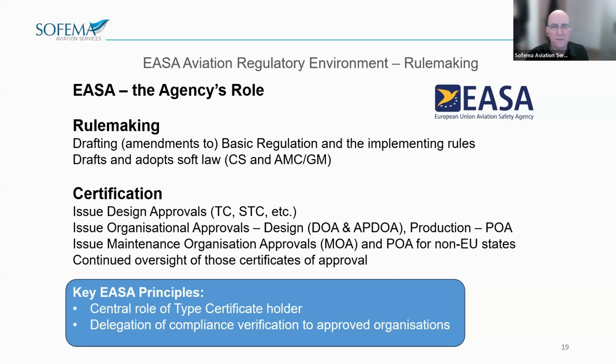The second most important function of EASA is certification management or oversight. The issue of design approvals for modifications under type certificate and supplemental type certificate systems. The issue of organisation approvals for design organisations and production organisations. Issue maintenance organisation approvals, MOA, and also POA for non-European states, and continued oversight of those certificates of approval.